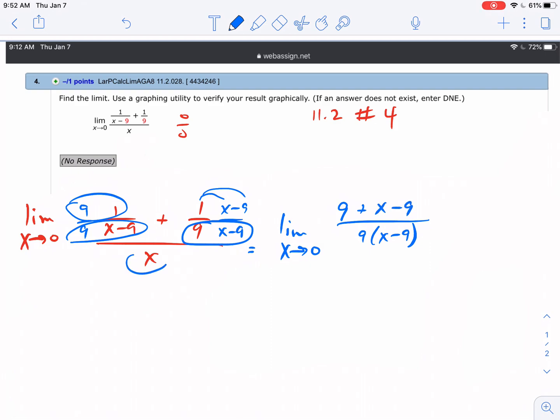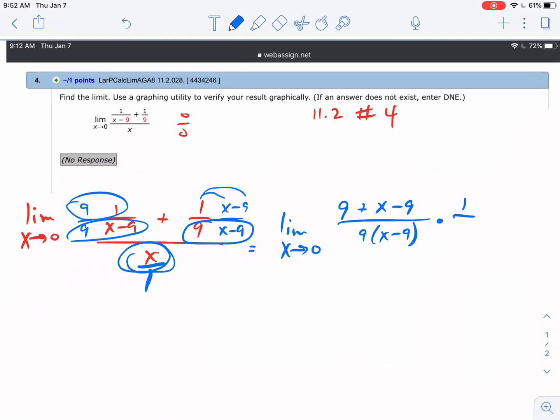Also at the same time, I have this x sitting on the bottom. It's really x over 1. So what I'm going to do is multiply by its reciprocal. So then what I see is I'm going to add the 9 and the negative 9, these two right here, and they will add up to 0. And now all I have left is this x times 1 on top. And so I can get rid of that x and that x.